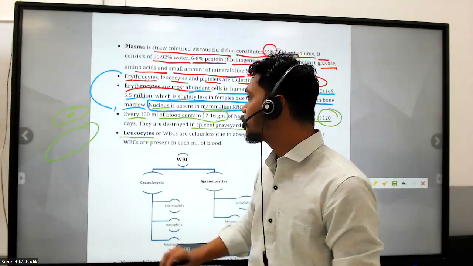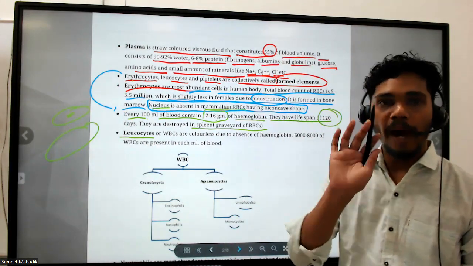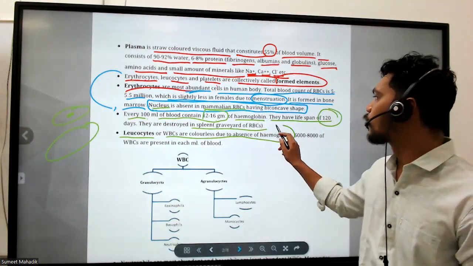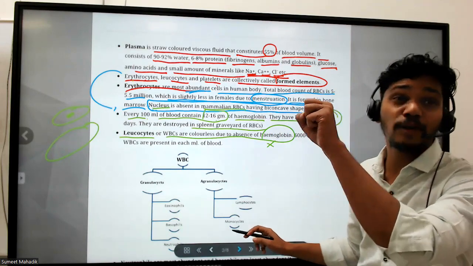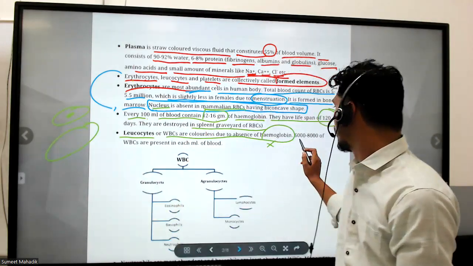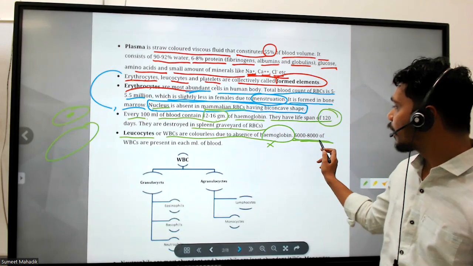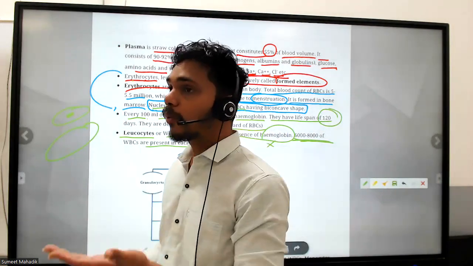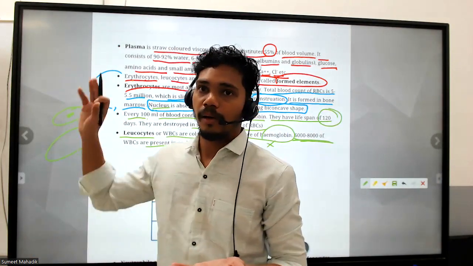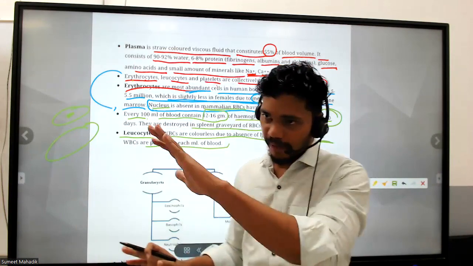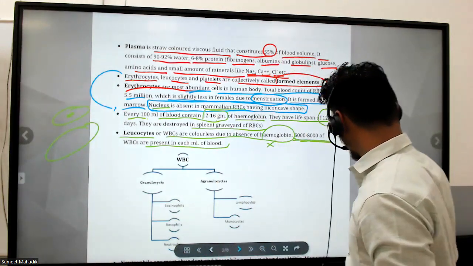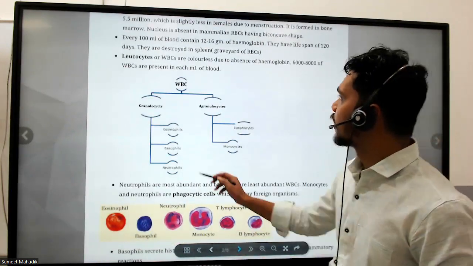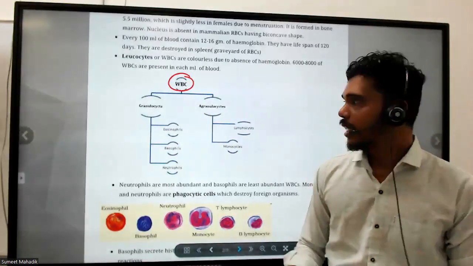Now, leukocyte. What is leukocyte? WBC. Leuko means what? White color cells. So WBCs are colorless due to the absence of hemoglobin. Hemoglobin is not needed because they are into phagocytosis. The immune system is there. So how many are there? 600 to 800 WBC are present in each ml of blood. But in case of male and female, the only difference is RBC. Male will have more RBC, female will have less RBC because of menstruation. This point is clear. Now, we're going to talk about the next one, that is WBC have two types.